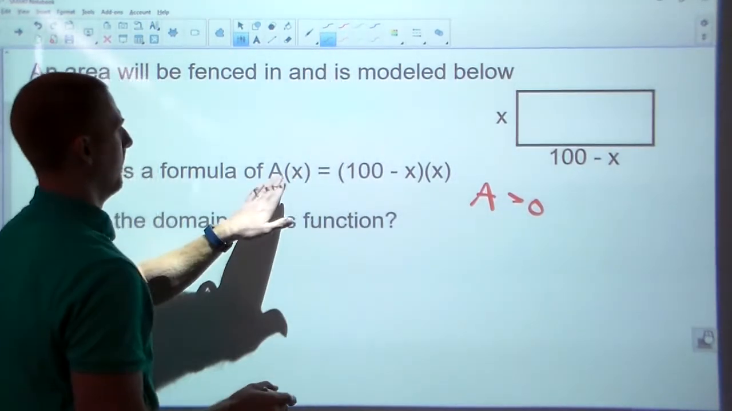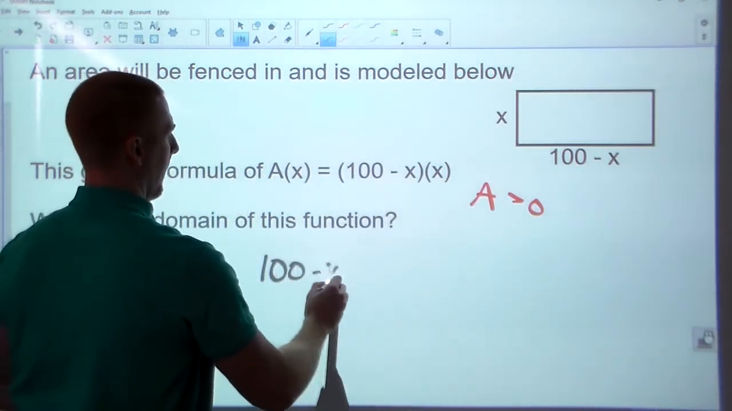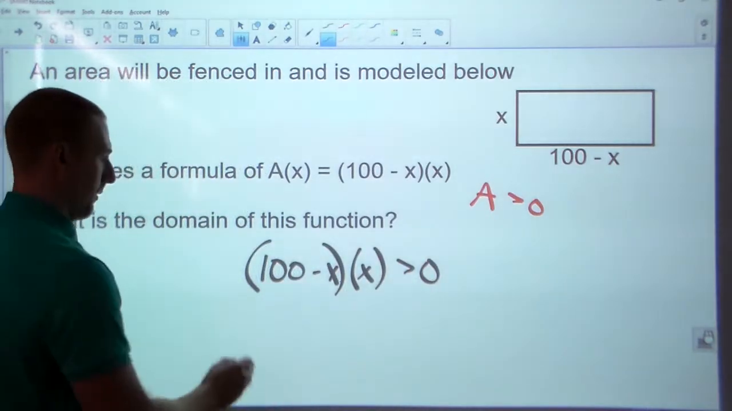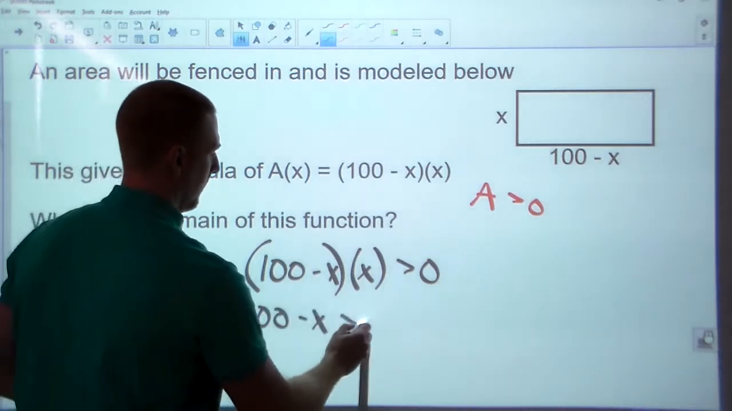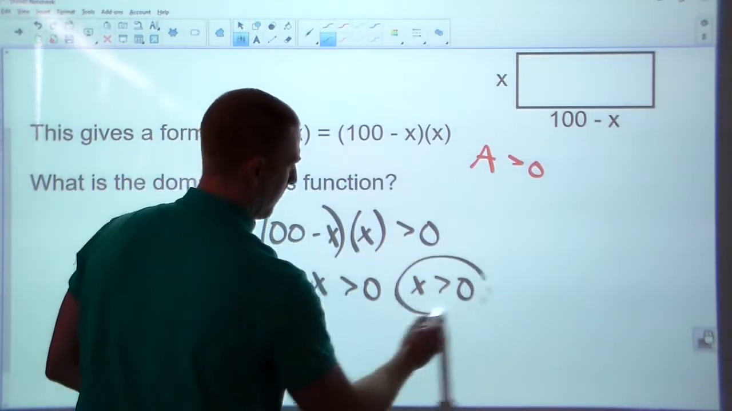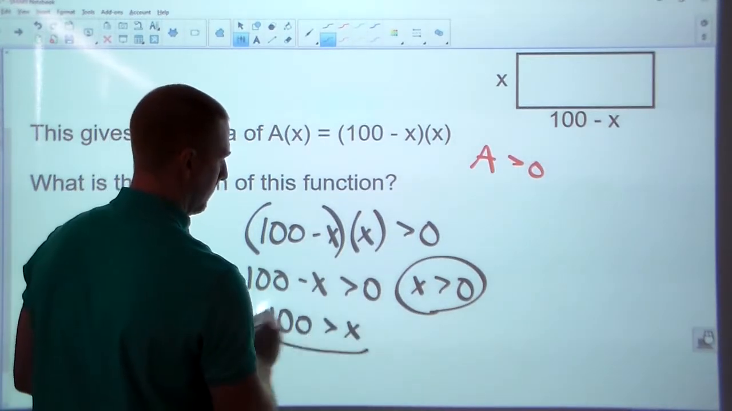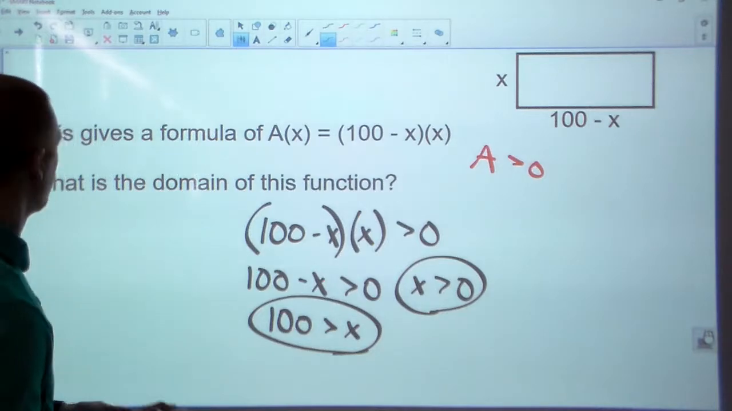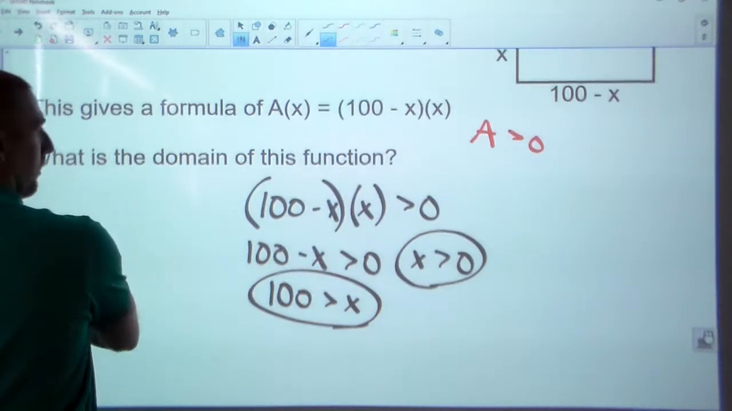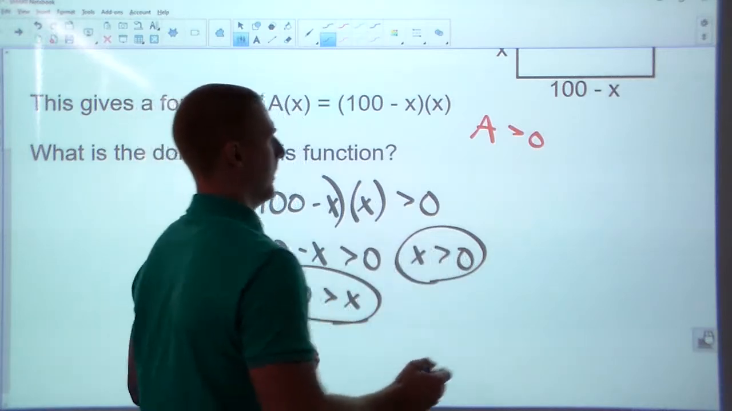So that means that if area is bigger than 0, and this stuff is my area, then (100 minus x) times x has to be bigger than 0. And again, by the fundamental theorem of algebra, take each one of these and make it its own inequality. And this one's done, nothing more we can do with it. And to wrap this one up, 100 is greater than x. I told you how to do this with an "and" statement last time. I'm going to show you another way to write it. So you could say x is greater than 0 and x is less than 100.